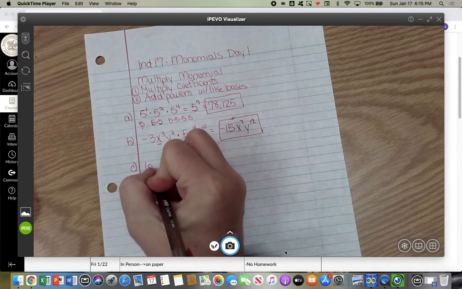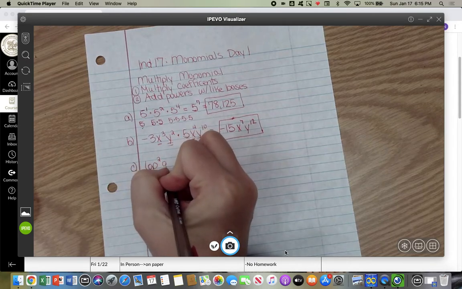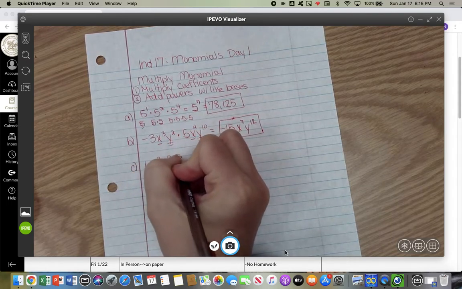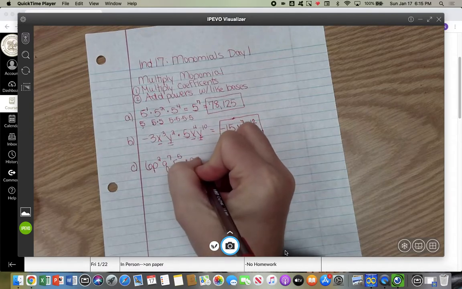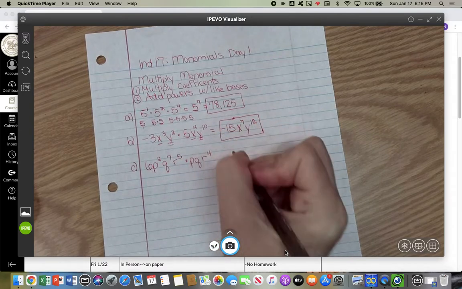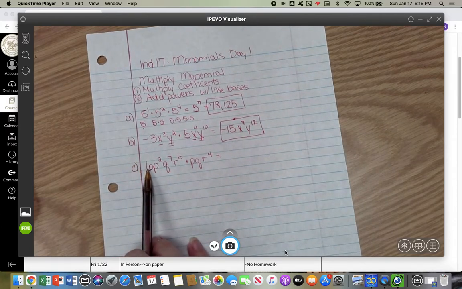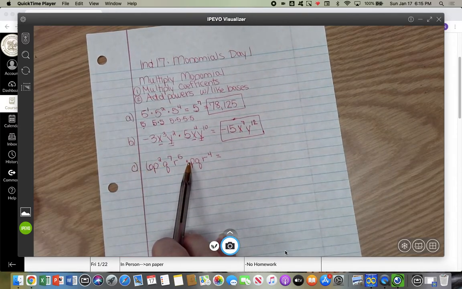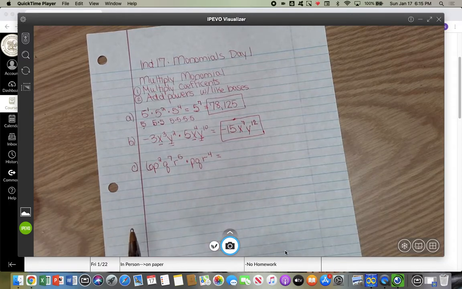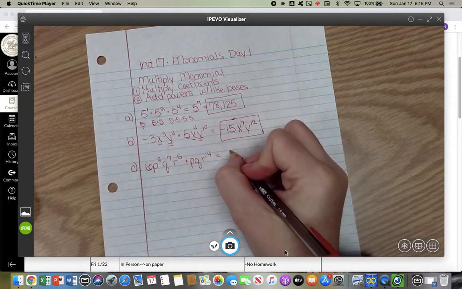Now the last one I have for you is like this. Let's take 6p squared q to the 7th r to the 5th times p, q, r to the 4th. All right, so in this case, we have a coefficient of 6 here. The second part does have a coefficient of 1. We just never write it. But 6 times 1 would give us 6.